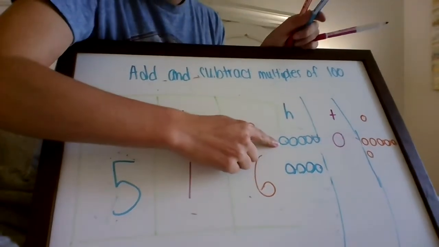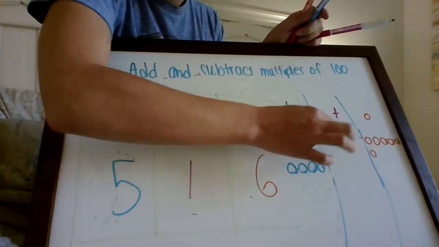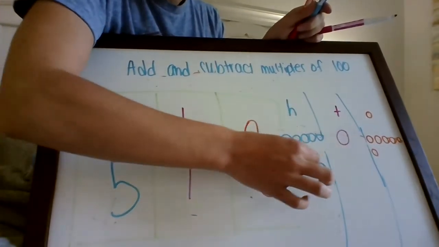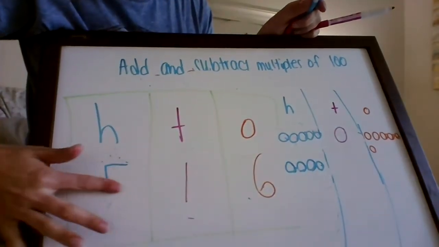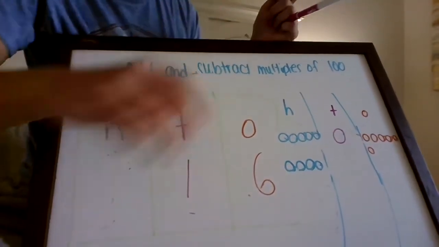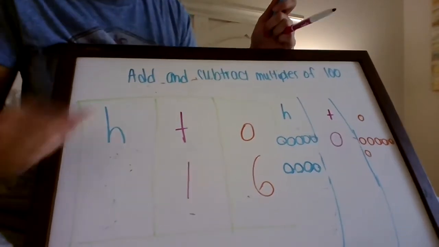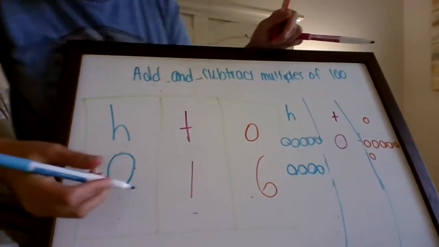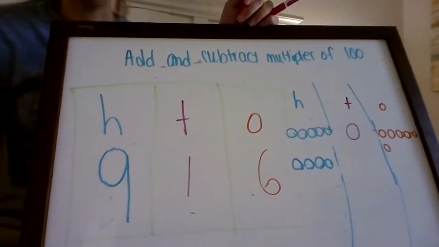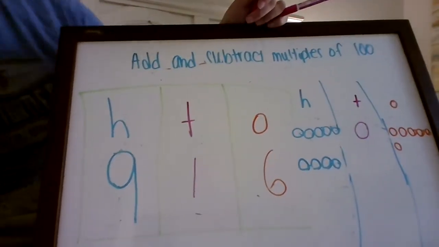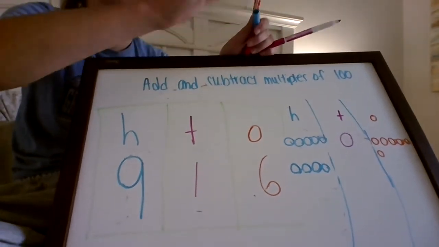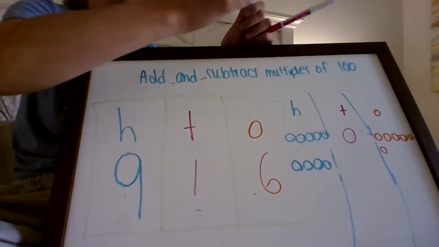How many hundreds do I have here? 1, 2, 3, 4, 5 is what we started with. 6, 7, 8, 9. Now I have, so 516 plus 400 more is 916. We did not add any of the tens or the ones.